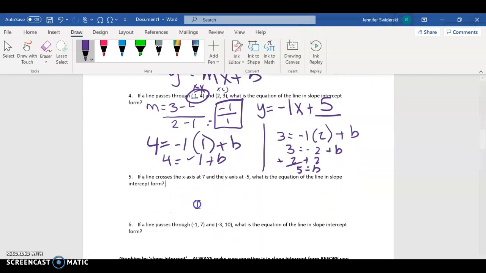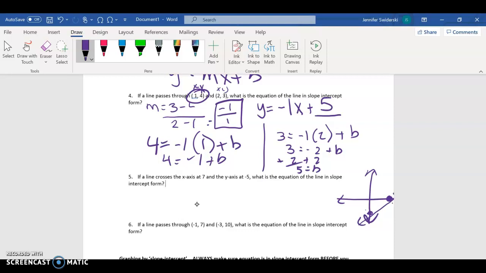All right. This next one says if a line crosses the x-axis at 7, so I'm going to draw this out here. You might remember this is my y, this is my x. So they're saying if it crosses over here at 7 and the y at -5, that's down here, that means it's going to have a positive slope, right? What is the equation of the line in slope-intercept form?